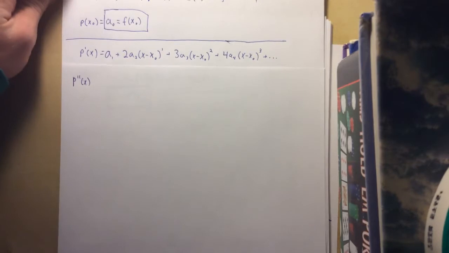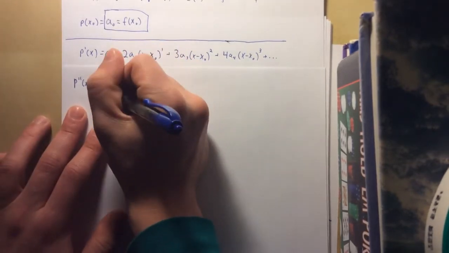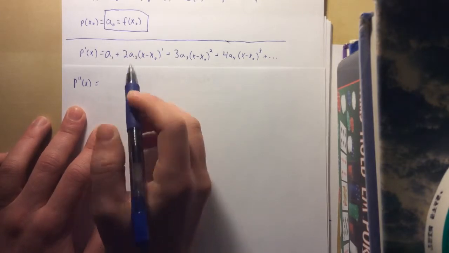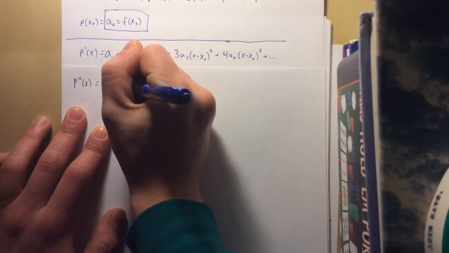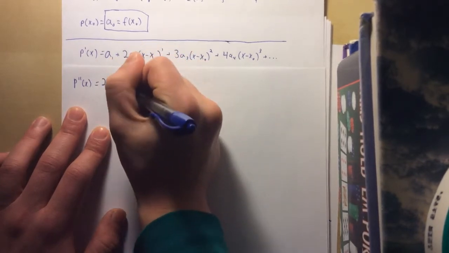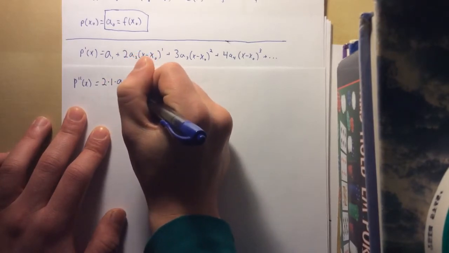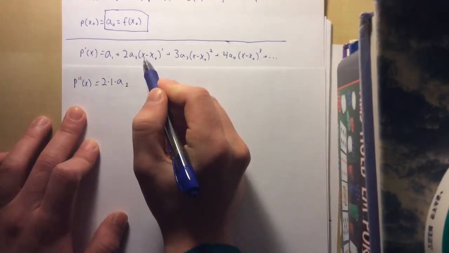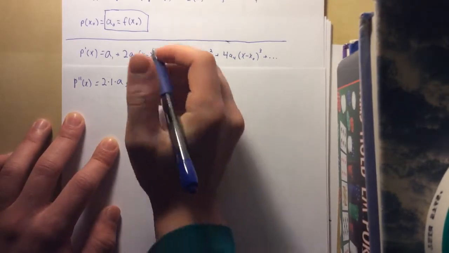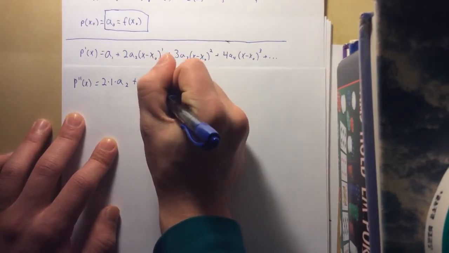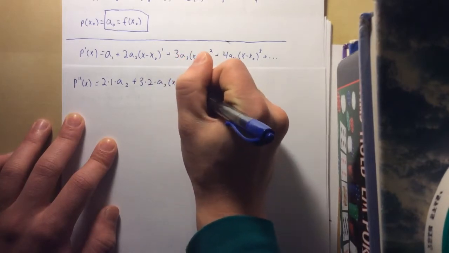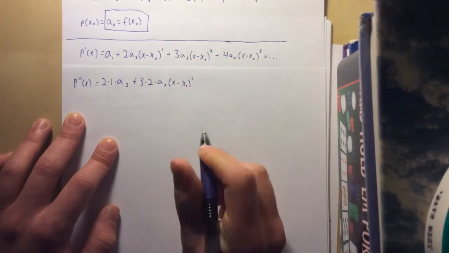So the second derivative, we're just taking the derivative of each term. So this constant just turns into 0. This turns into, well, we have this 2 times, we multiply by the power of x, so times 1 times the constant. And then this turns into x to the 0. And then we'll do the same thing with this term. So 3 times 2 times a sub 3 times x minus x naught to the first.